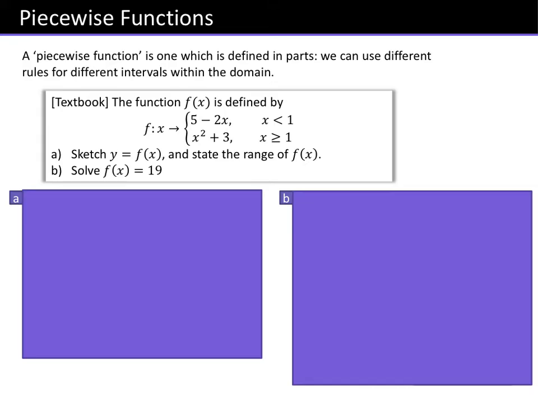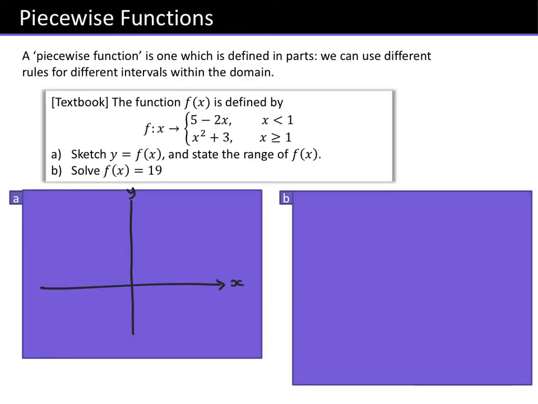Right then, here we go. So we have a piecewise function. So this one is where we have different parts, okay? And this is something new that we haven't seen before. So it says sketch f of x and state the range of f of x, okay? Now remember, we need to get really comfortable with sketching. So I'm going to have, we always write our x and our y coordinate, okay?